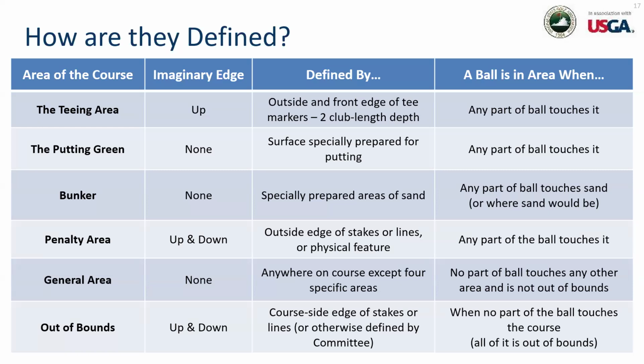So first off, the teeing area. The teeing area is a rectangular area that is 2 club lengths in depth, measured from the outermost and front edges of the tee markers. The width is determined by the placement of the tee markers. So your ball is considered in the teeing area when any part of it touches the teeing area or is above any part of the teeing area. So think about when your ball is actually on a tee.